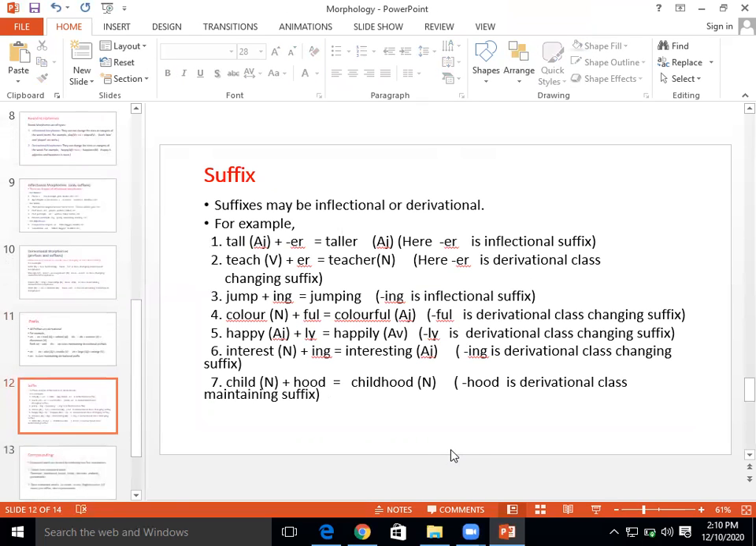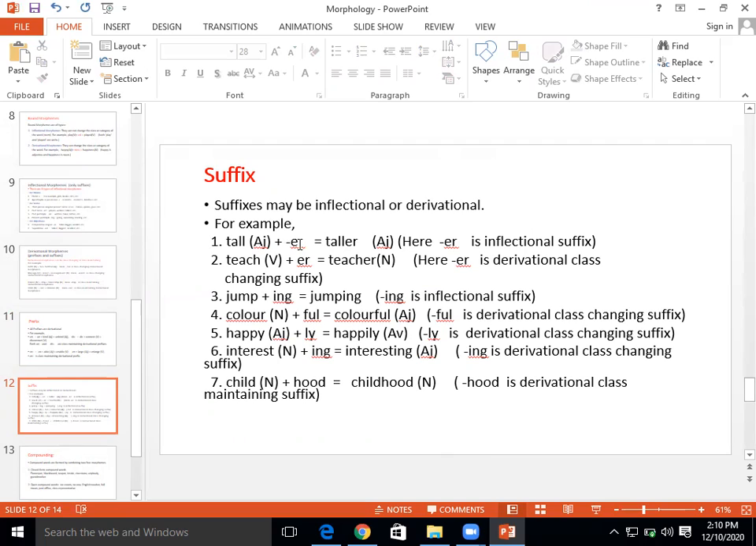Next, suffix. Suffixes may be inflectional or derivational. For example, tall plus er is equal to taller. Here er is an inflectional suffix because tall is an adjective. Because er and est added to adjectives are inflectional. We have to remember there are 8 inflectional suffixes. Yes, one is the plural s, another is the apostrophe s, and the third s is added to the verb, that is goes, comes, like that.